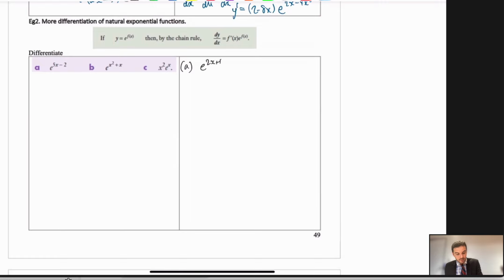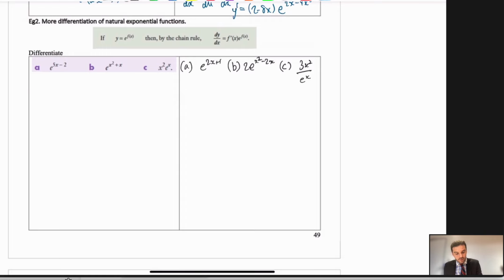x plus 1. b: 2e^(x squared) take 2x. And then we've got c, which is going to be 3x squared over e to the x. Okay, so let's tackle these ones.